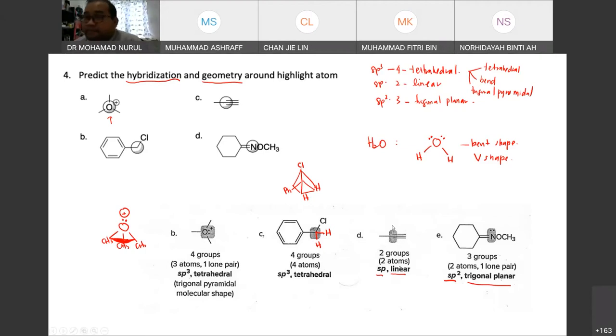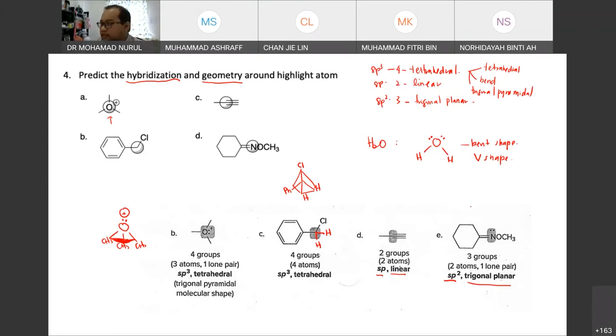Okay, Ashraf, yes. So, doctor, for answer D, is it really trigonal planar because it only has two atoms and one lone pair? Shouldn't it be bent or something? No, it's trigonal planar. Oh, okay, because the shape is like this. Trigonal planar is like this.